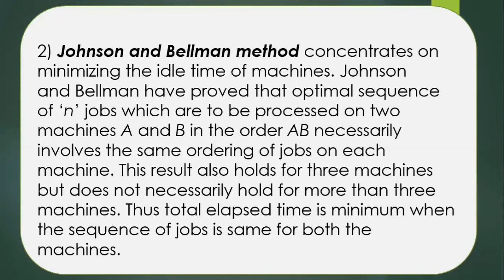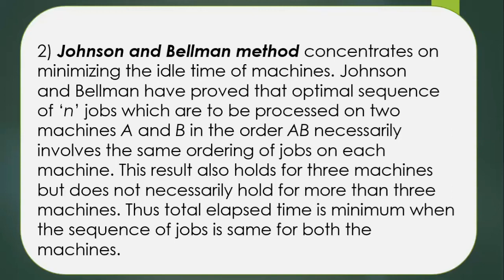Now, this result also holds true for three machines, but does not necessarily hold true for more than three machines. Meaning to say, our maximum number of machines that we can cater in this method is only three machines. We can no longer do four machines or more. And therefore, the total elapsed time is minimum when the sequence of jobs is same for both the machines.